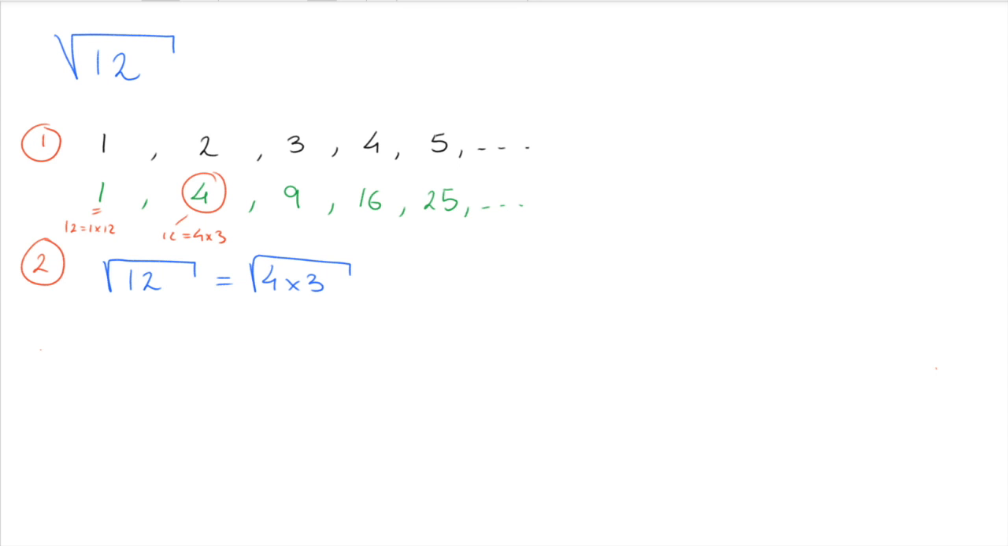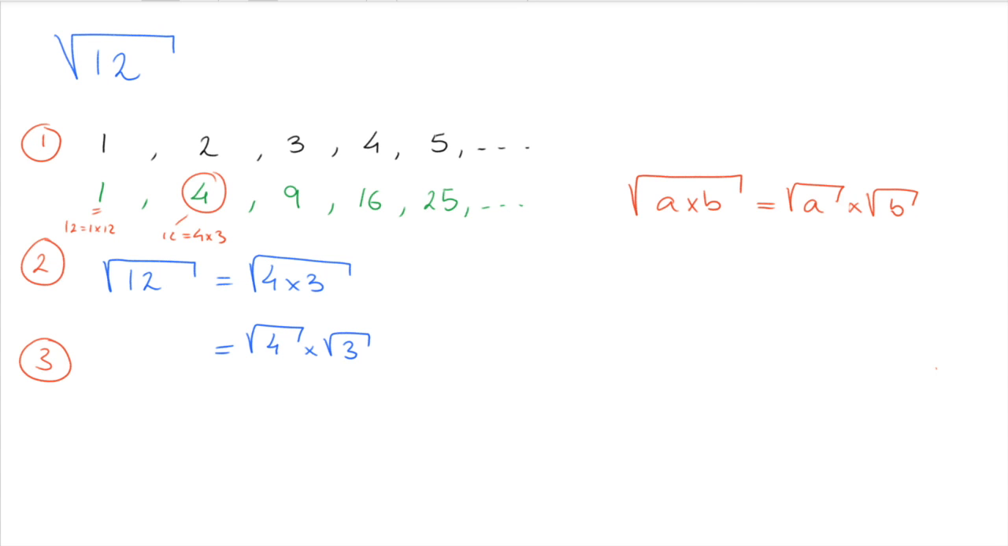Our third and final step is to use a very important rule. And I'll write this right here. The square root of a times b is equal to the square root of a times the square root of b, where a and b are just 2 numbers. So using that rule, we can now write that the square root of 12 is equal to the square root of 4 times the square root of 3.